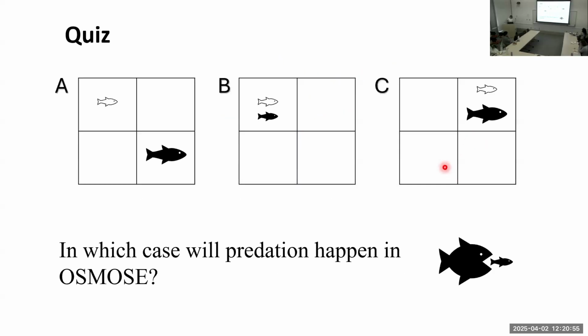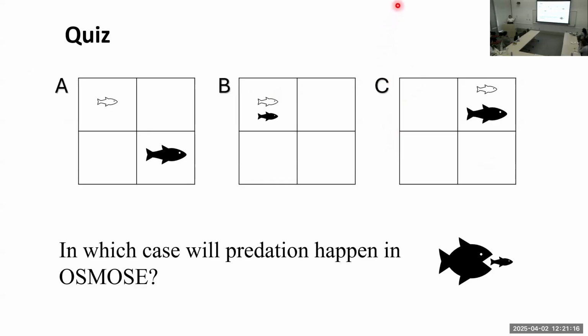So fun time slips away so quickly. It's now the quiz time. Depending on what we have gone through, can someone tell me in which case will predation happen in OSMOSE? Yes, please. C. Great, correct.